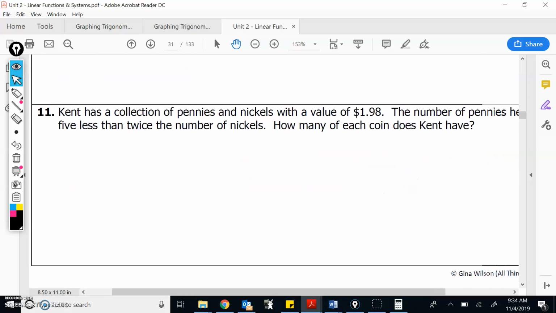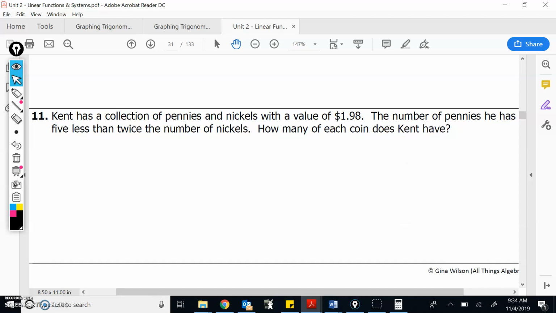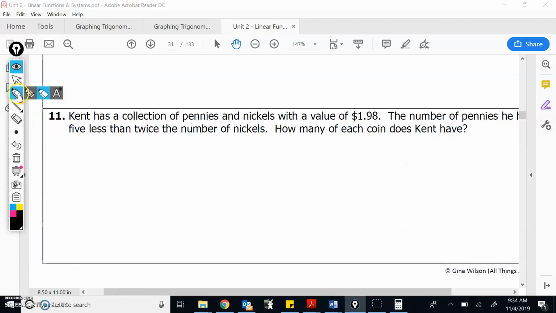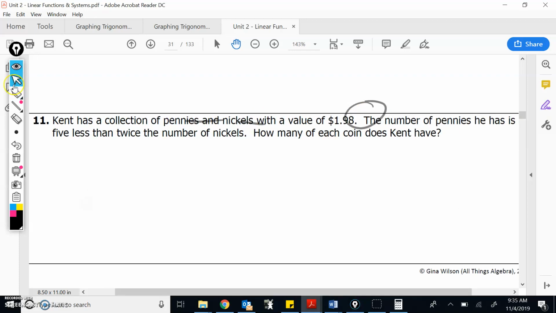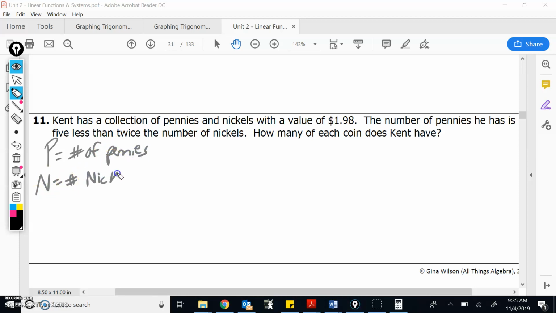Okay, so Kent has a collection of pennies and nickels with a value of $1.98. The number of pennies he has is 5 less than twice the number of nickels. How many of each does Kent have? Let's first define our variables. Let P equal the number of pennies, and N be the number of nickels.